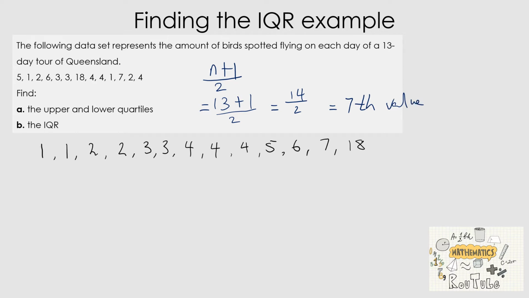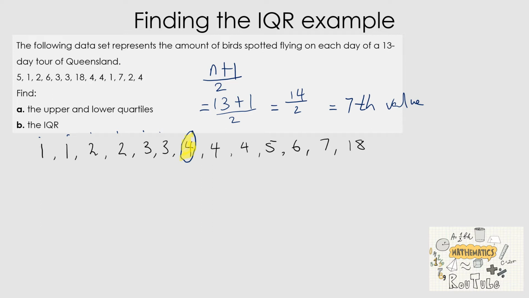So now we can simply count 1, 2, 3, 4, 5, 6, and 7. Okay, so I might just highlight that in yellow. So that value of 4 is our Q2. That is our median value. But we know that that's not what the question's asking. But it's going to help us to work out what our Q1 and Q3 values are. Okay, so step 2 is completed.